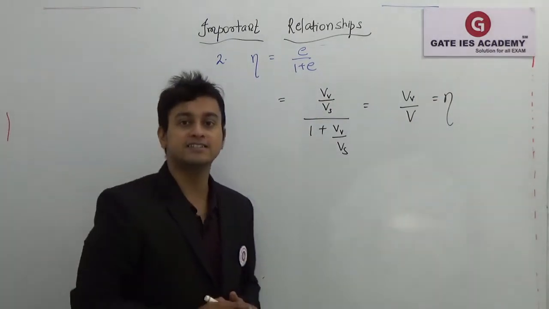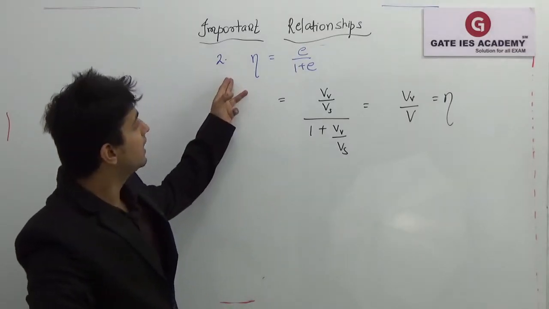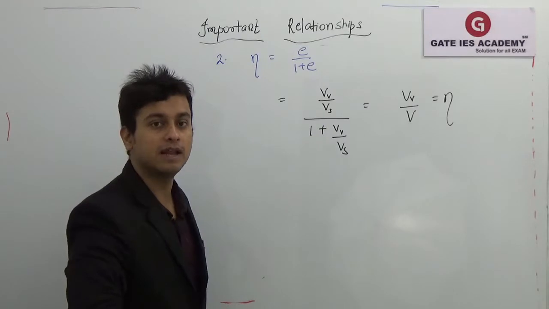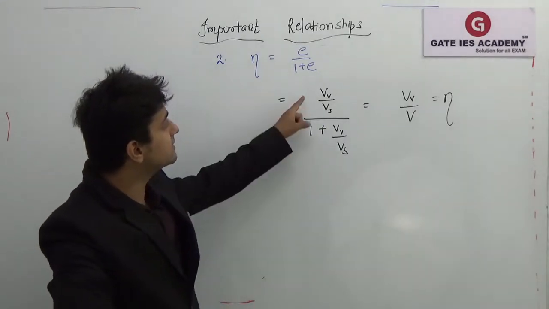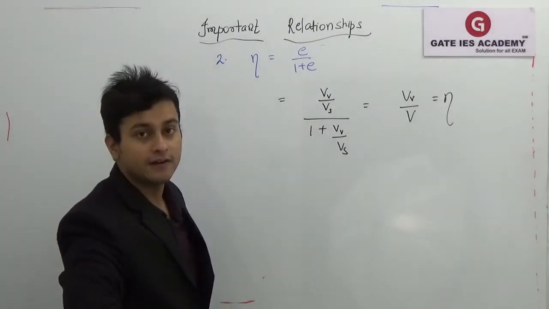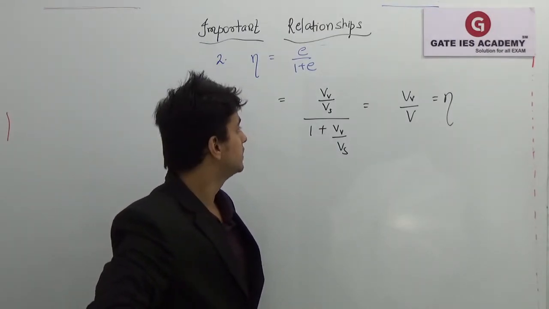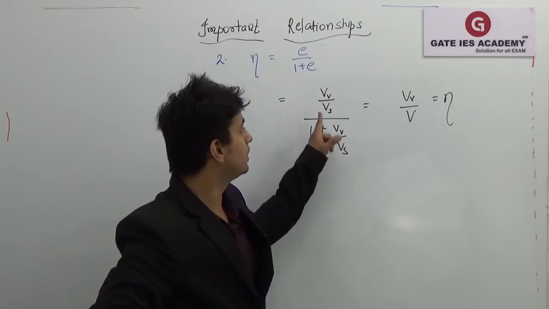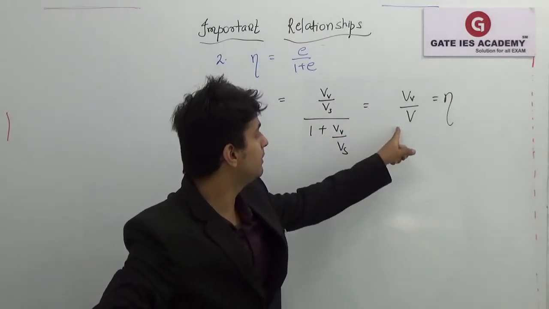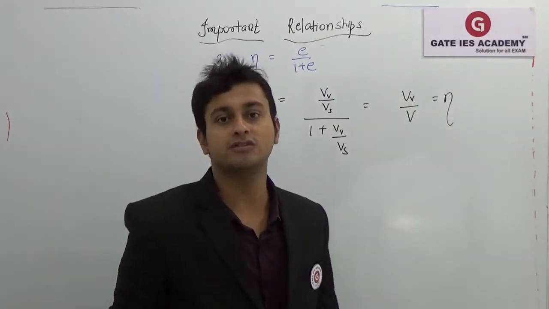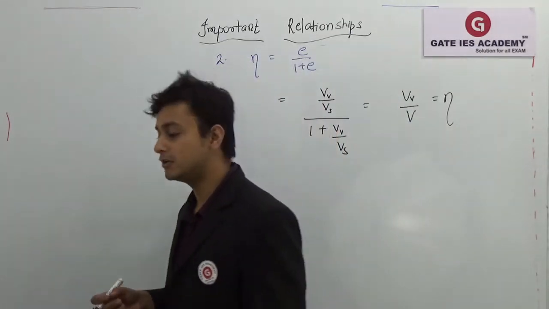Okay, now our next derivation is eta, that is nothing but our porosity, equals e upon 1 plus e. So what I'll write as e is Vv upon Vs divided by 1 plus Vv by Vs. So it will be Vv upon total volume, this Vs will cancel, and that is Vv upon V, which is porosity only, very, very simple to find out.